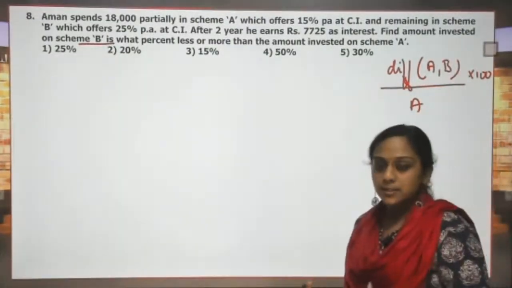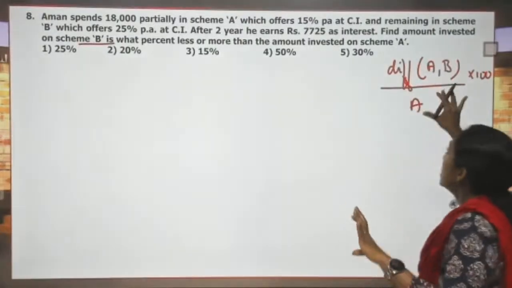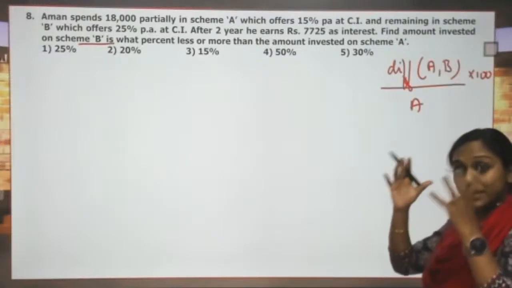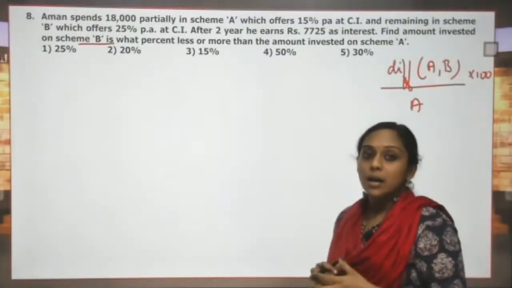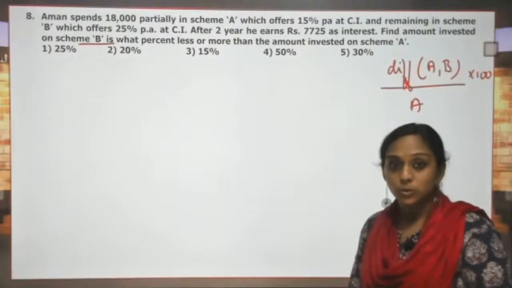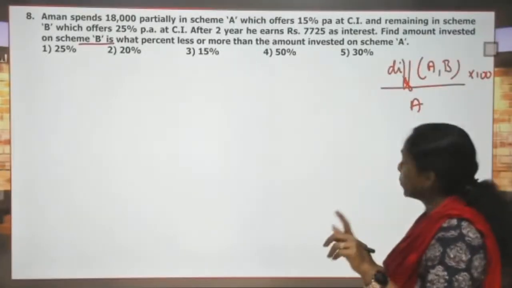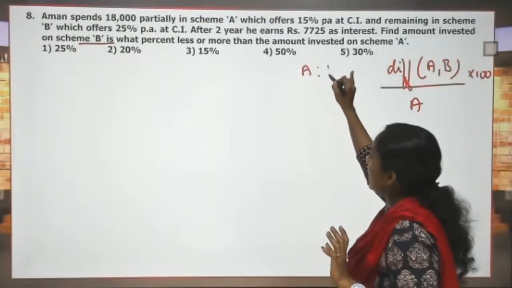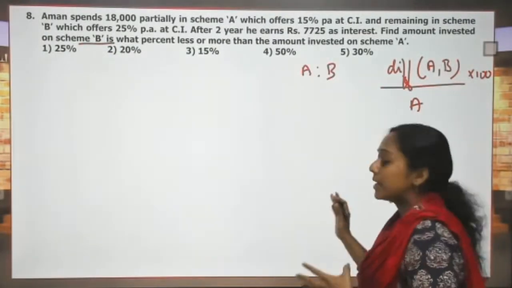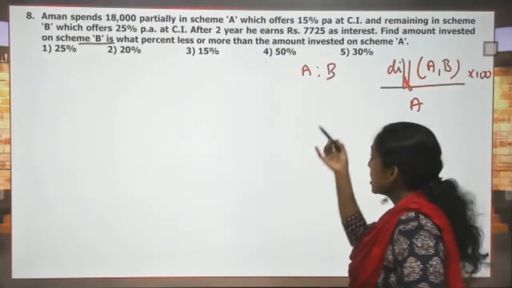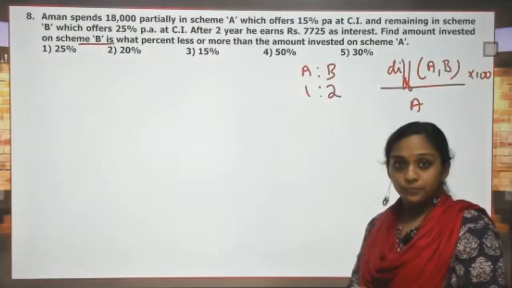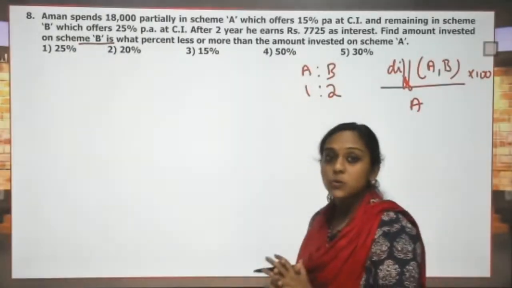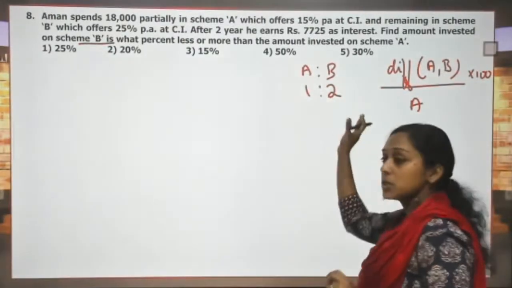So this is how you analyze the question. This is the main part of the question. If you are going to find out the actual investments, it will be bigger numbers. It will be difficult for you to find out this percentage value. But think this way. Suppose, just as an example, after solving I got that this 18,000 is divided between A and B in 1:2 ratio.